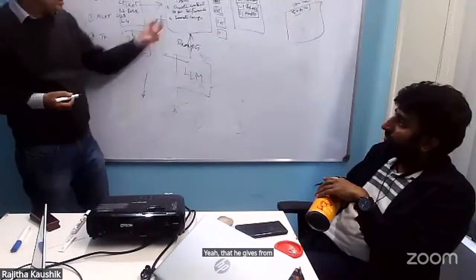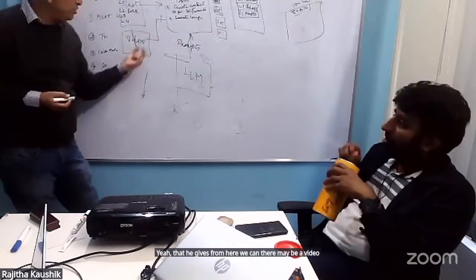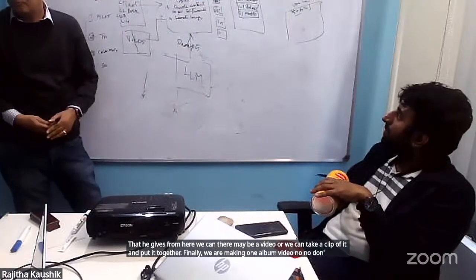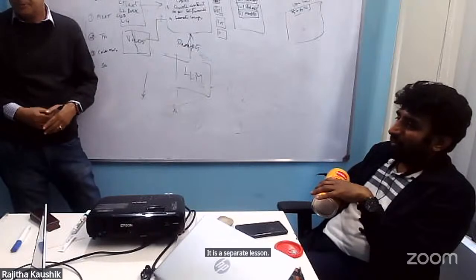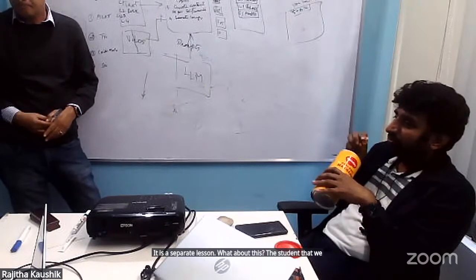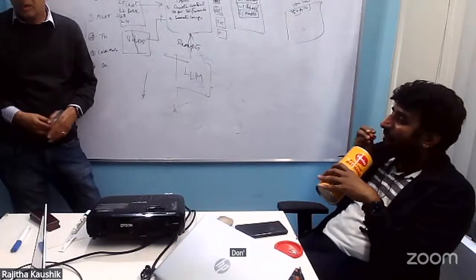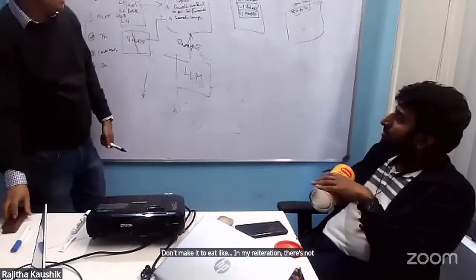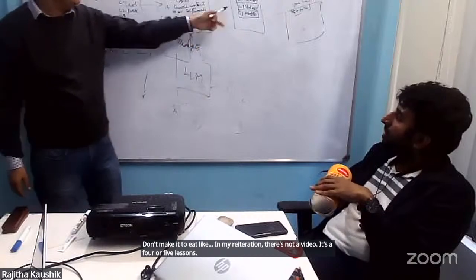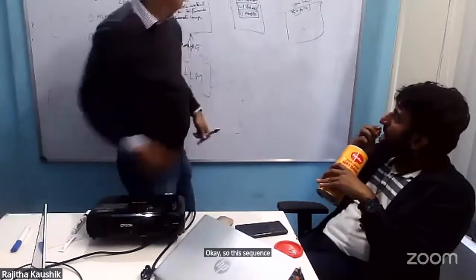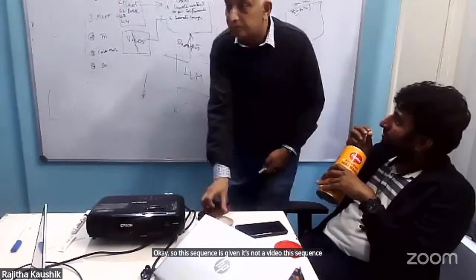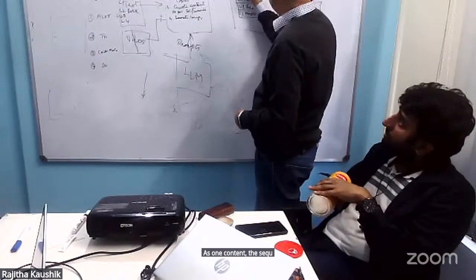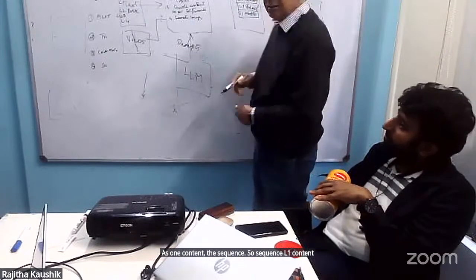From here, there may be a video, or we can take a clip of it and put it together. So finally, we are making one L1 video? No, don't do that. It is a separate lesson. See what happens, the student will read something, answer a quiz. That gives him time to digest. Don't make him read continuously. In my visualization, that's not a video. It's four or five lessons. This sequence is given to the classroom. So this is the L1 content, the sequence, that's given to the classroom.